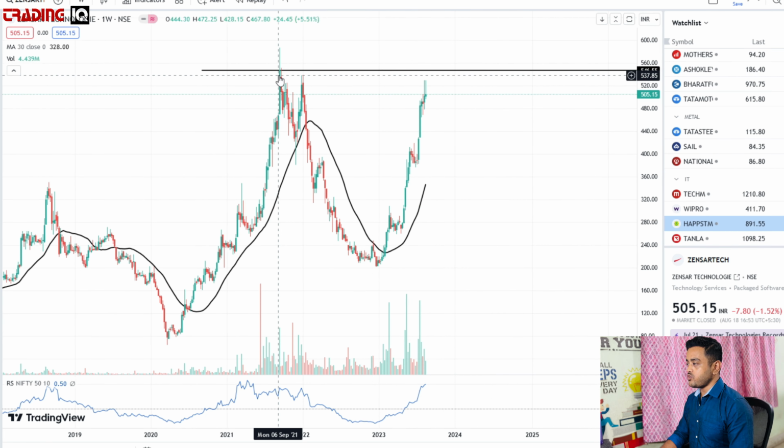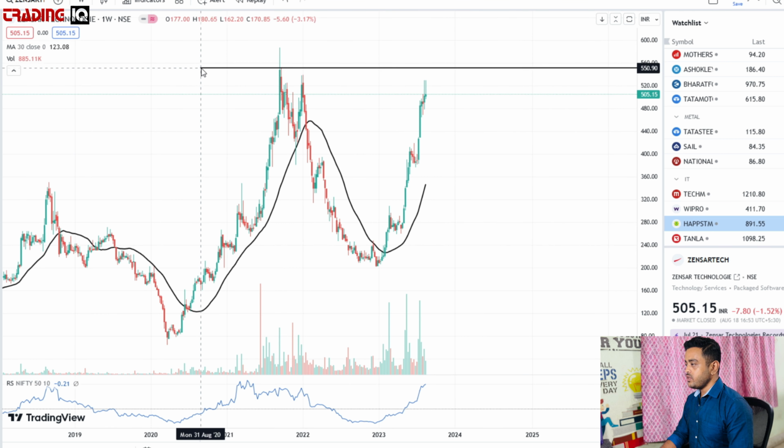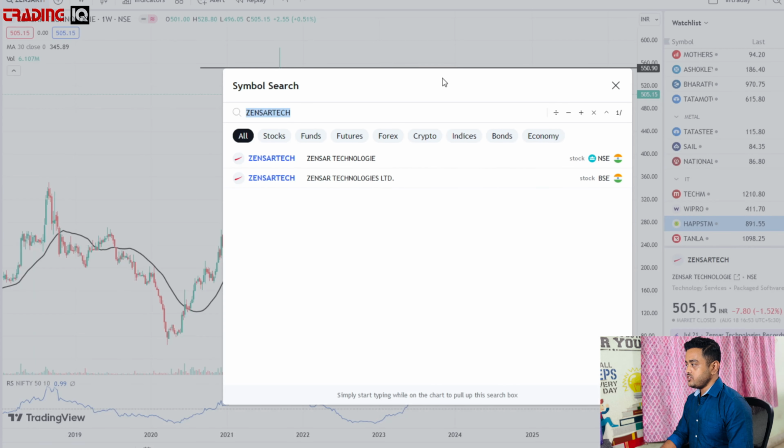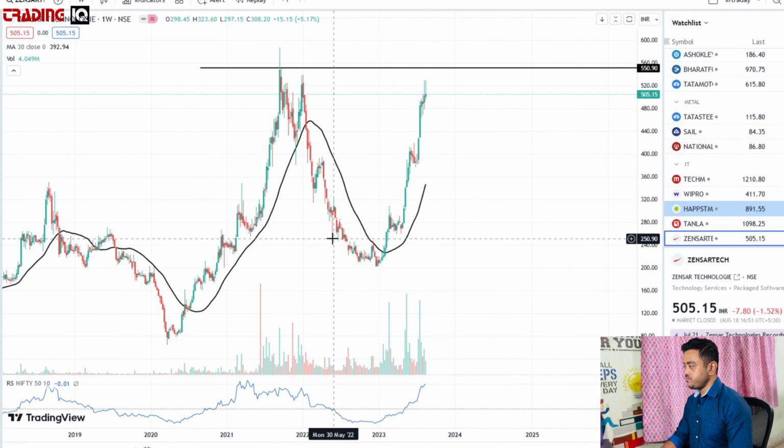it has to break out of this key level at 550. 550 should be my psychological number. I mean, if it breaks out with heavy volume, then I think it's a probable buy. Just because of its resistance level and the grouping of volume, I'll keep it in the watch list.